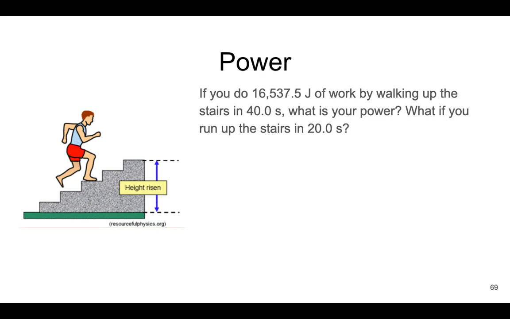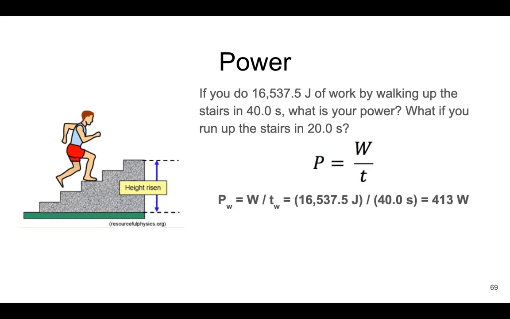So if you do that much work, 16,537.5 joules, by walking up the stairs in 40 seconds, what is your power? And how about if you do the same amount of work by running up the stairs in 20 seconds? So remember your formula for power, P equals W over T. So you plug in the power when you're walking, it's that amount of work divided by the time it takes you to walk up the stairs, you get 413 watts.